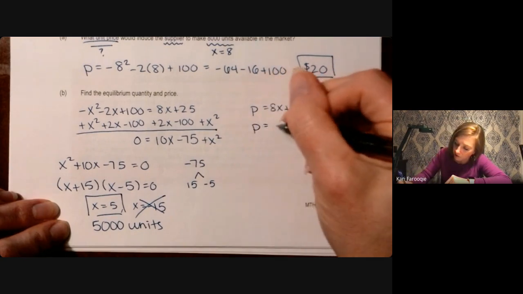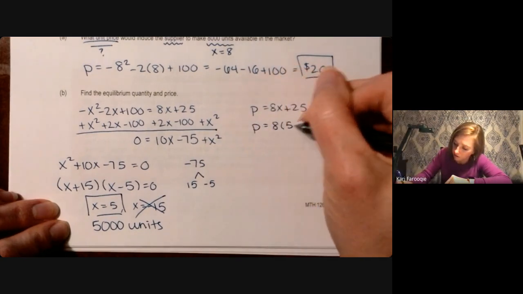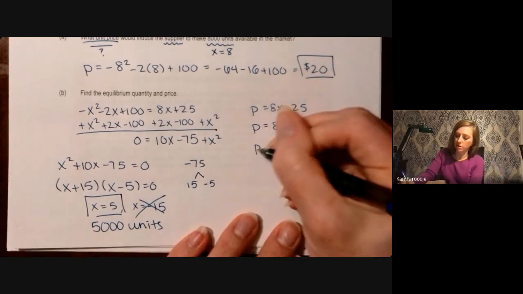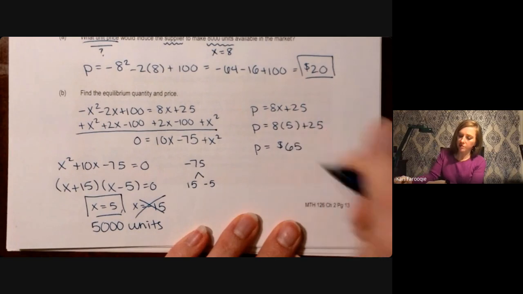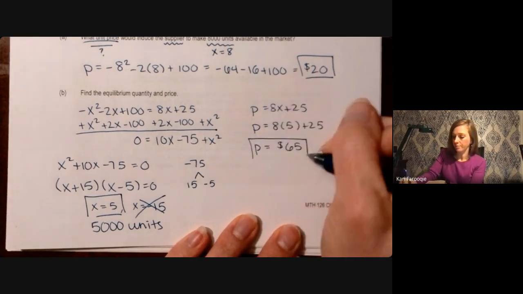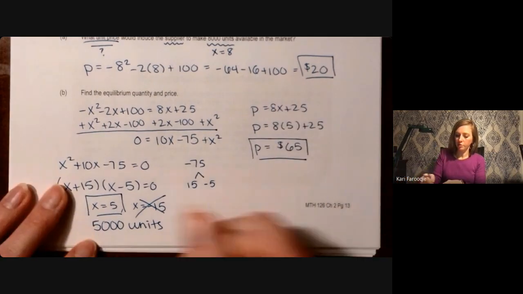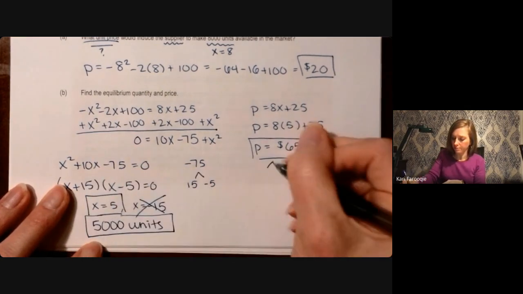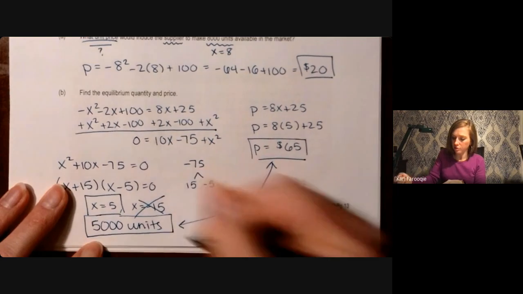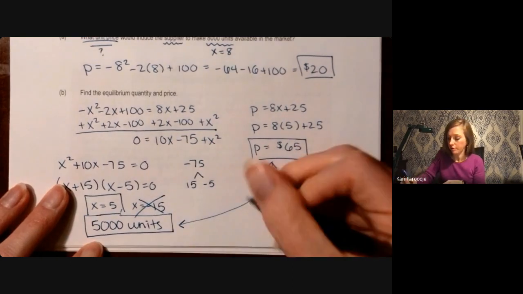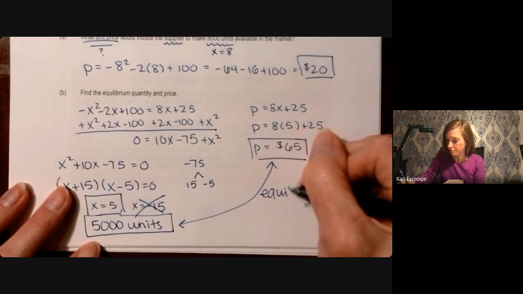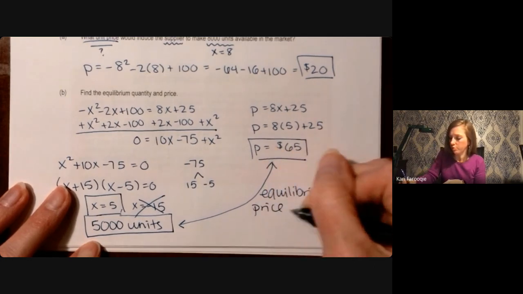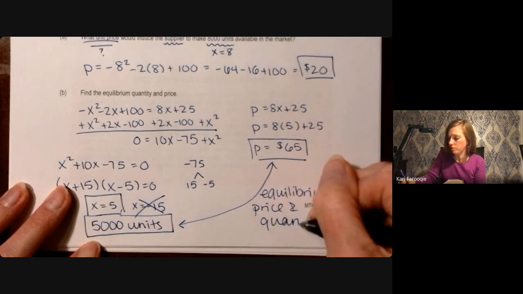So I'm going to say that this is 8 times 5 plus 25, and I'm going to get P equals $65. So I know we have x equals 5. Our answer is officially 5,000 units and $65. Equilibrium, price, and quantity.